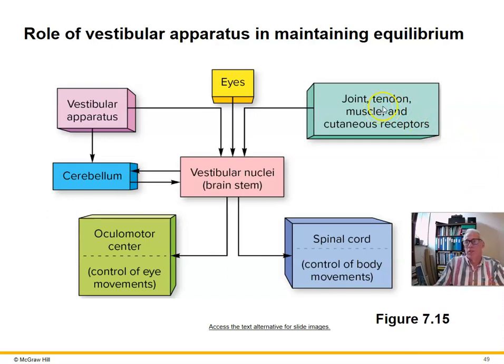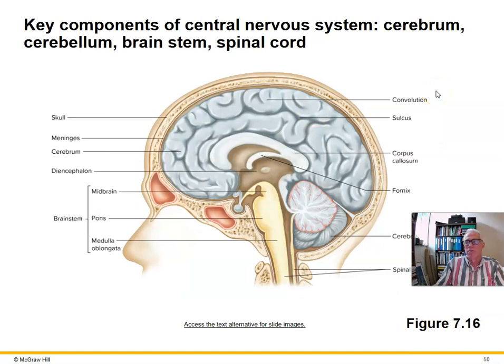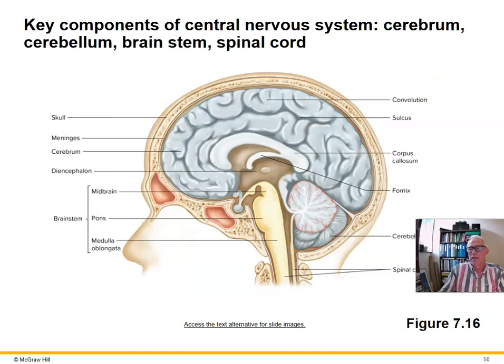The proprioceptors, the joint, tendon, and muscle receptors, actually report directly to the cerebellum, which talks back and forth to the vestibular nuclei, just clusters of neurons in the brainstem. So you can see these are very closely related systems that help us keep track of our balance and keep our center of gravity under control, keep our weight over our base, as they say.